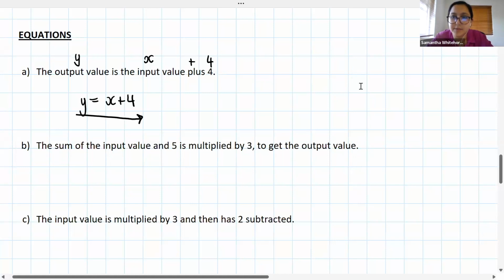So I'm going to read it one more time. The sum of the input value and 5 is multiplied by 3 to get the output value. So let's try that one by ourselves.